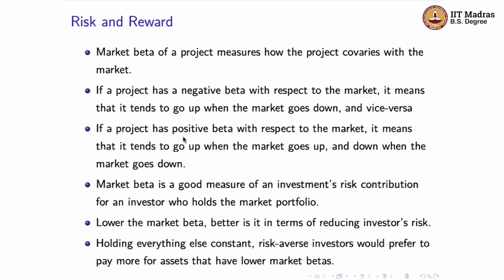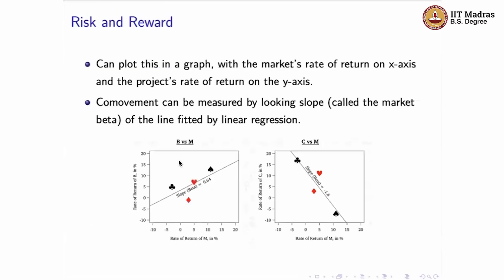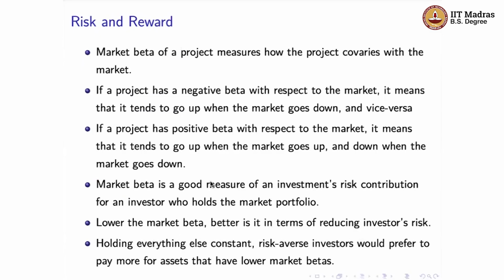Okay. If a project has positive beta with respect to the market, then it means that the rates of return tend to go up on average when the market goes up and tend to go down when the market goes down. So you can see that happening here for asset B, that the rates of return are typically higher if the rate of return of the market is higher. And we can also see this in terms of the number: if you calculate the slope of the regression line, that's equal to 0.64, right? So the market beta is something which is positive.